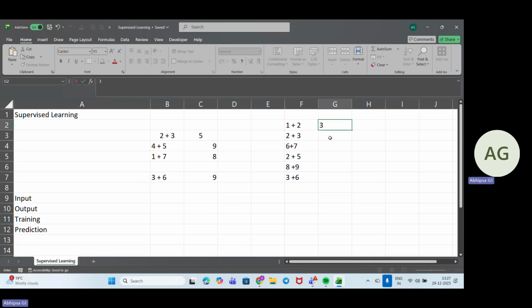1 plus 2 is 3. 2 plus 3 is 5. 6 plus 7 is 13. 2 plus 5 is 7. 8 plus 9 is 17. 3 plus 6 is 9. Right? So these are my data, and this is giving us the examples. Specifically, the answers we are getting, we call them labels. Together, this data we are feeding to the system.